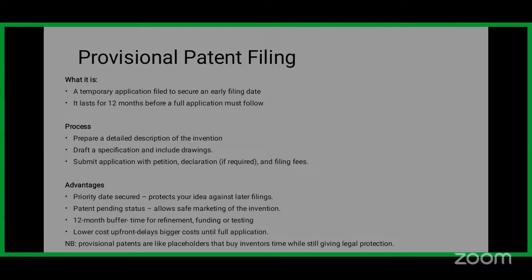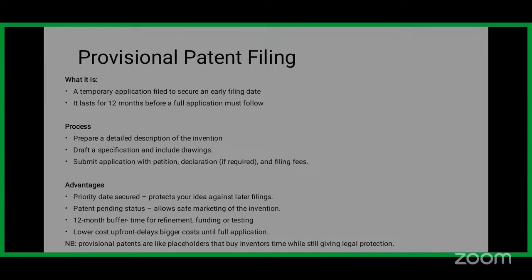Then also, in filing a provisional patent, you also have to pay the prescribed filing fees, and this of course varies according to jurisdictions. Then, having done that, you have to submit your application to the relevant patent office. For the US, we have the USPTO. Now, also, in some jurisdictions, they allow online filing. So you can also file online.